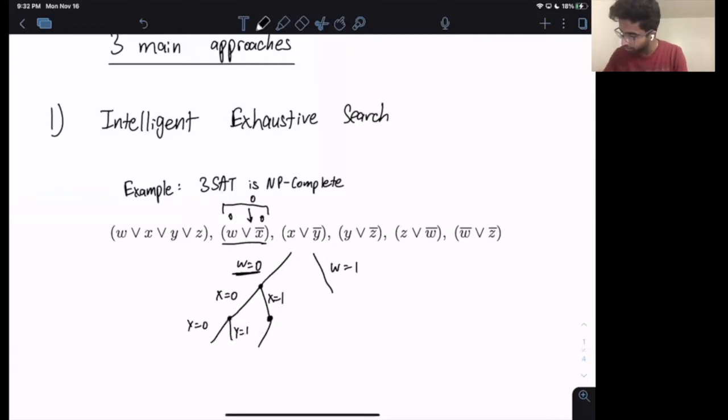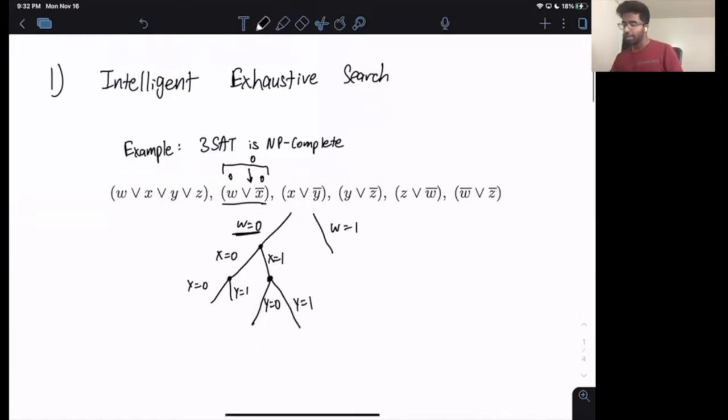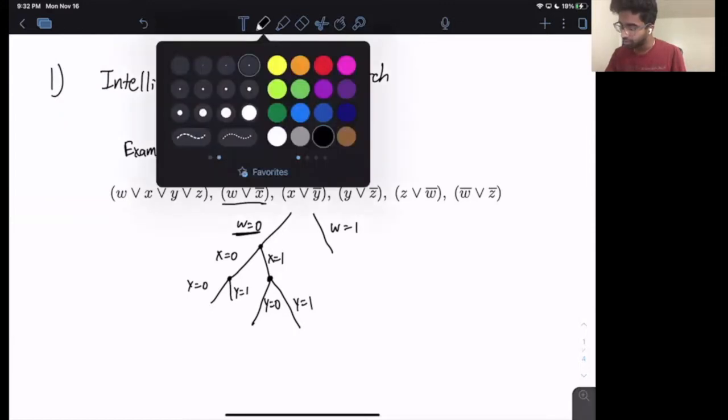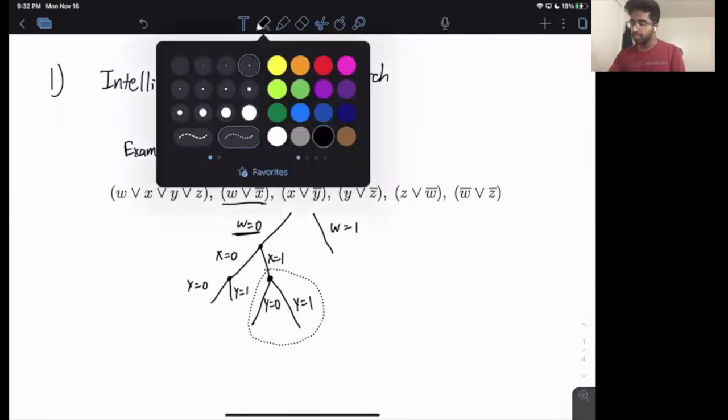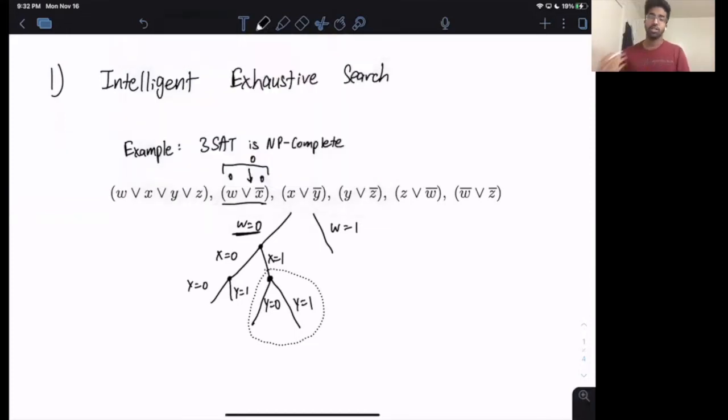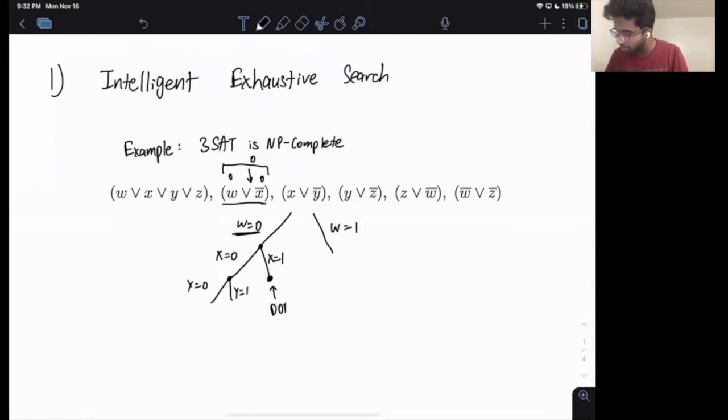Sorry, it's kind of messy, but we would have done the same thing under this branch, right? But instead, the moment we see that w equals 0 and x equals 1 doesn't work, we don't have to explore this subtree anymore, right? We can basically prune that entire subtree out. So instead, we can just not even explore those options and say, okay, done, not a solution here.